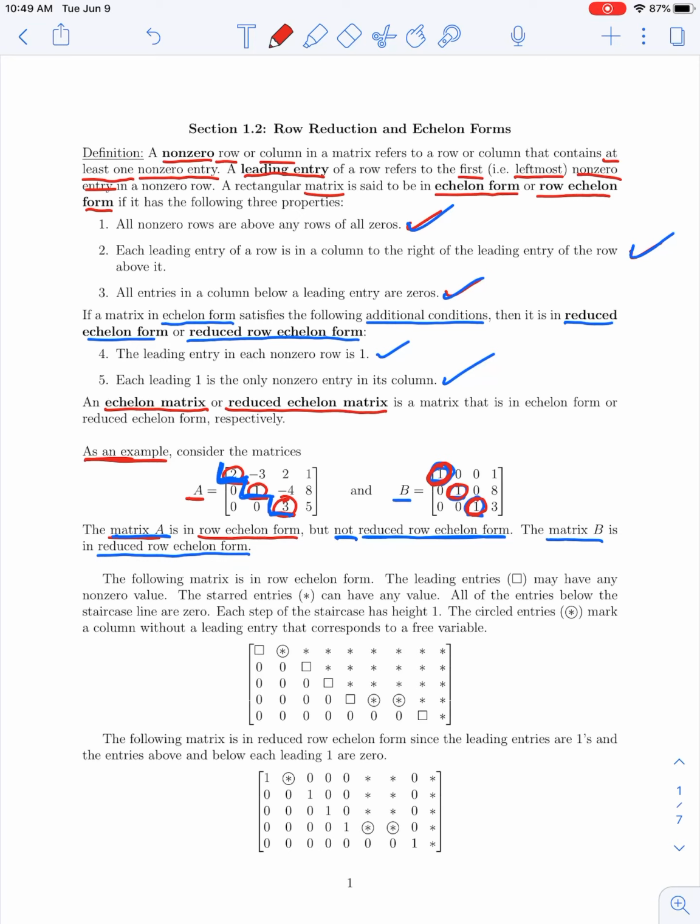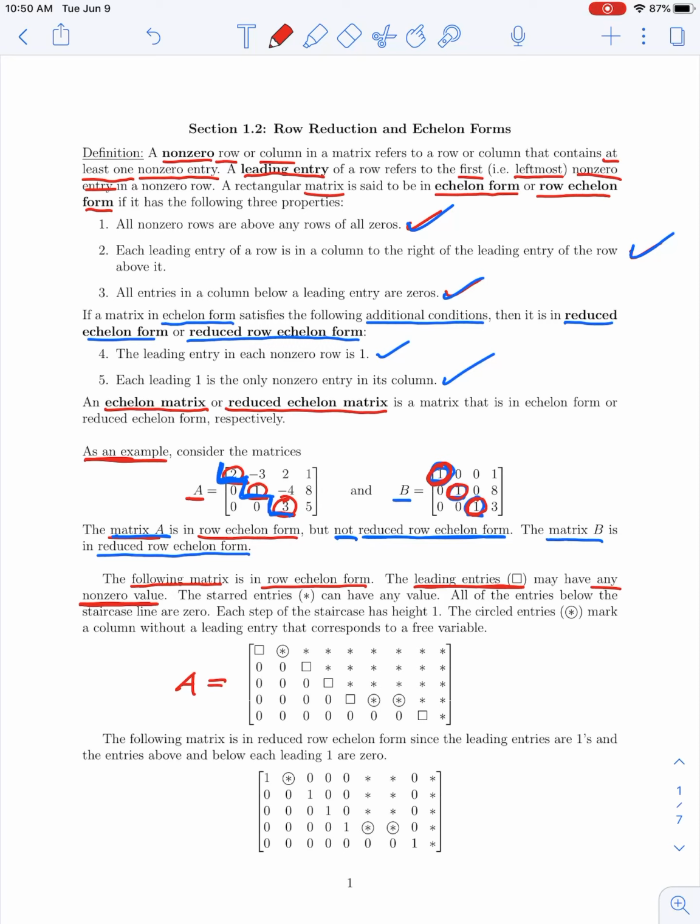All right. So here we've seen a couple of examples of matrices that are in either echelon form or reduced echelon form. So let's look at a little more general example of an echelon matrix or a reduced echelon matrix. So here I'll say the following matrix is in row echelon form. Let's make our example a little more general here. So maybe we'll call this matrix A. So we see that our leading entries, which are denoted in general as these little squares within our matrix, can have any non-zero value.